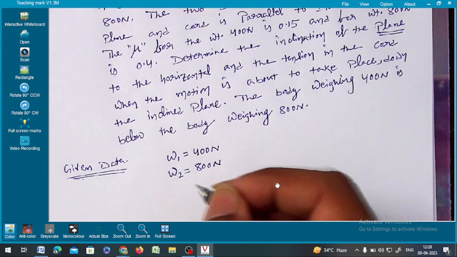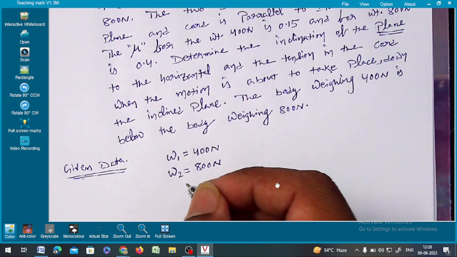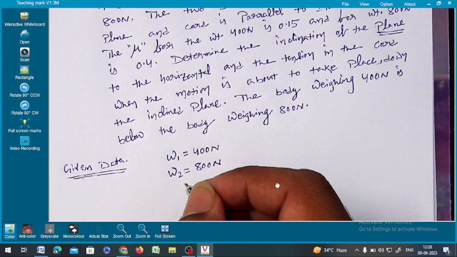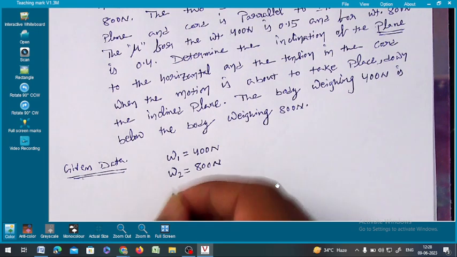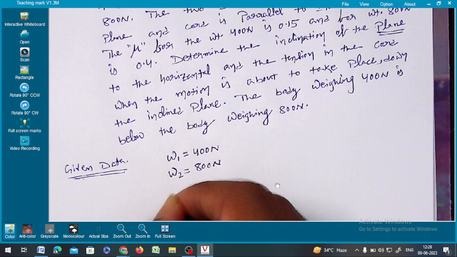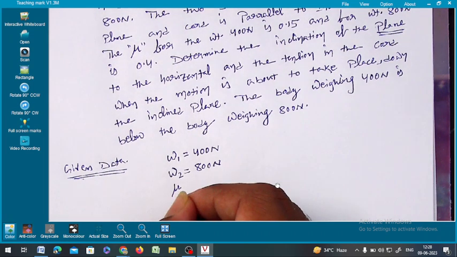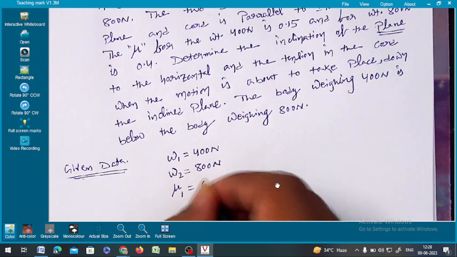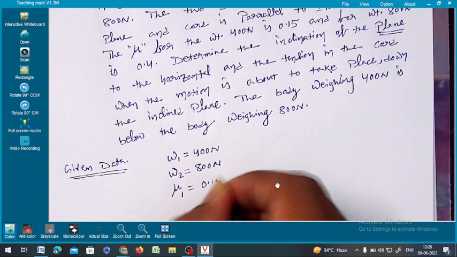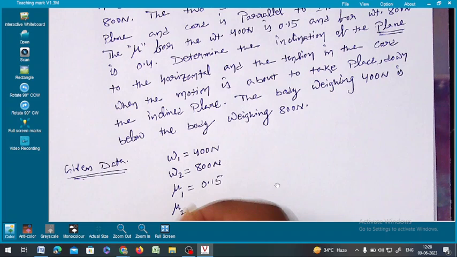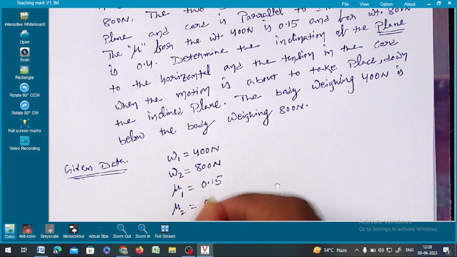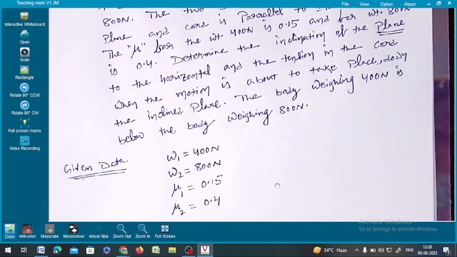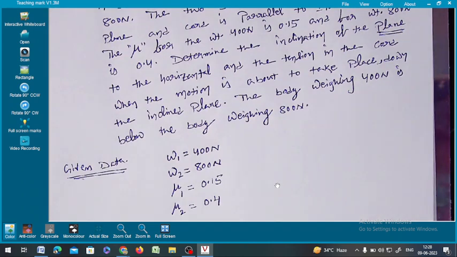Then the two bodies are placed on an inclined plane and these two bodies are connected by a cord. Clear? And the cord is parallel to the inclined plane, given in the question. Now, what is the coefficient of friction for weight 400 Newton, that is the first weight? 0.15. And for the second weight, that is 800 Newton? 0.4.